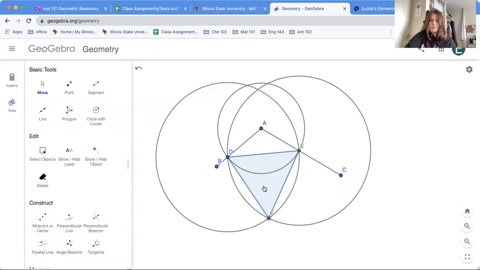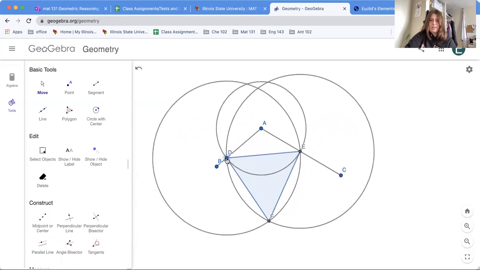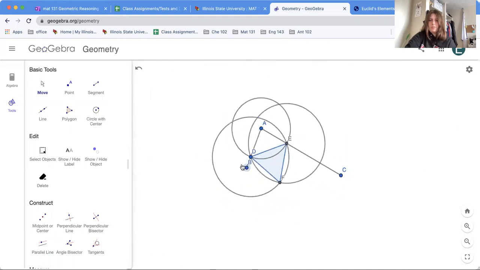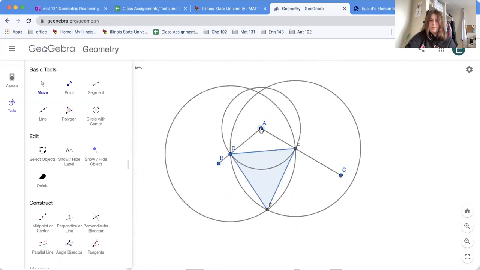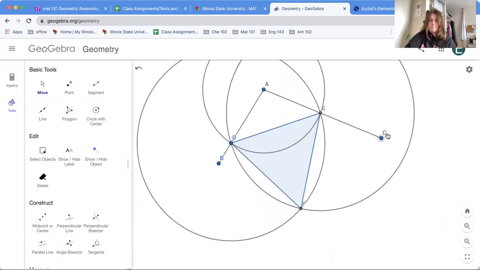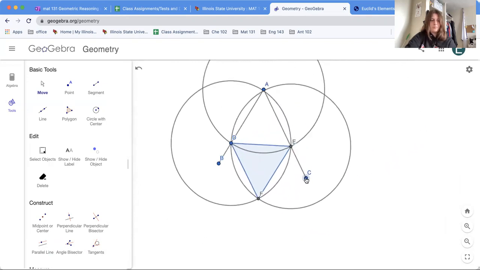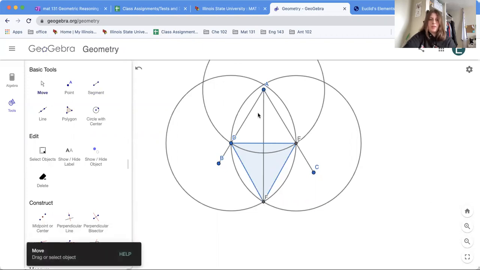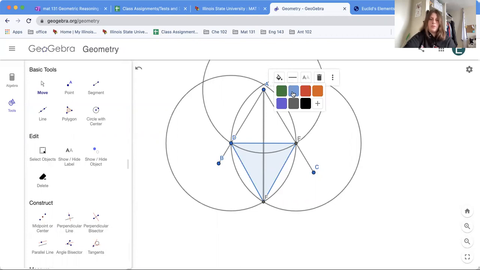So these 2 points are fixed, but if we move D, the triangle stays in the same shape. And if we move B, everything moves. We move A, everything stretches up. And if we move C, everything stretches to the right. So now that we have this done, you're gonna take a segment, go from point A to F, and we have now bisected the given angle.